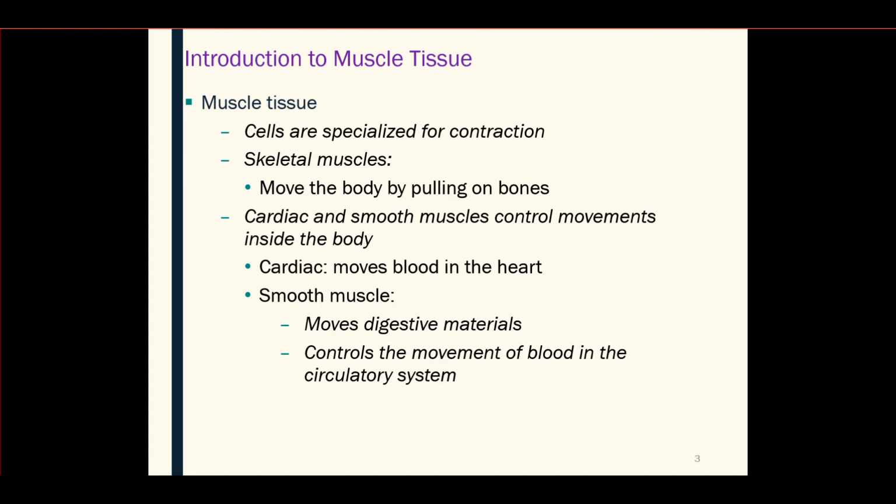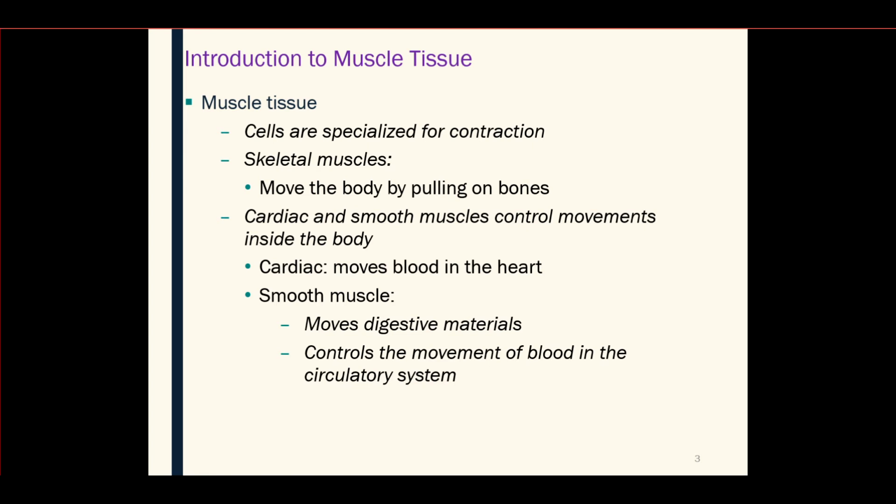Muscle tissue, as far as the cells that are in muscle tissue, they are specialized for contraction, right? So that's a unique property of these cells compared to other cells in the body. And our skeletal muscles, when they contract, they move the body by pulling on our frame. They pull on the bones that make up our skeletal system.